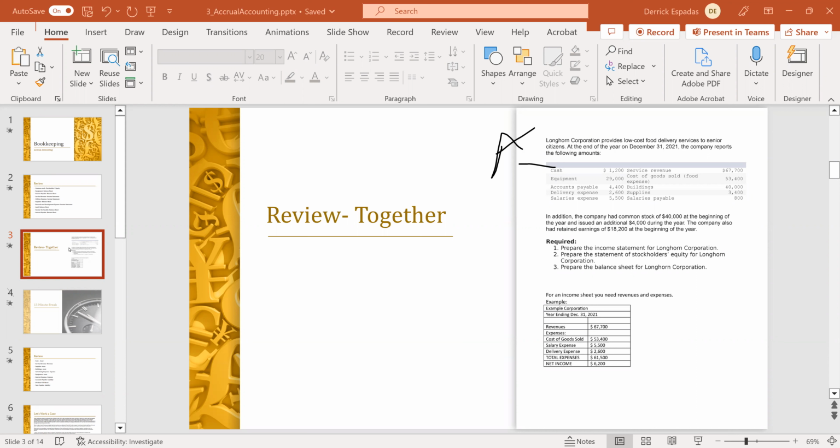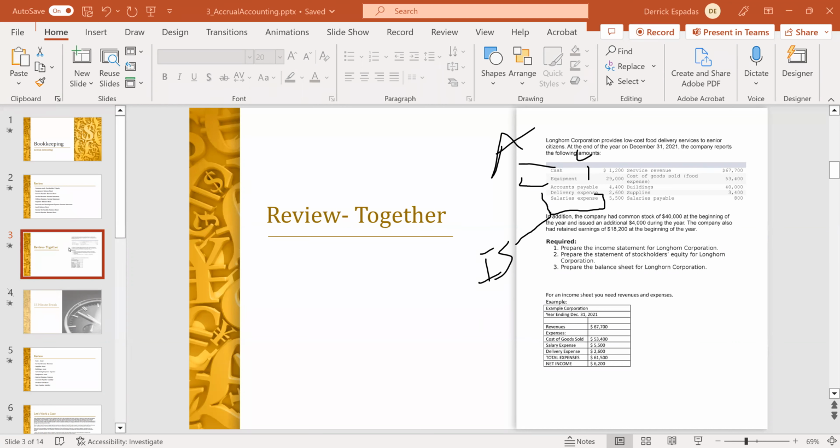And then we have equipment. So equipment is also an asset. It's a thing we own. So that's also going to go onto our balance sheet. Now, delivery expense and salaries expense. So those are expenses. I'm just going to do a little thing here. And I think we skipped accounts payable. Payables are liabilities. So that's going to go on our balance sheet, but these expenses are going to go on our income statement.